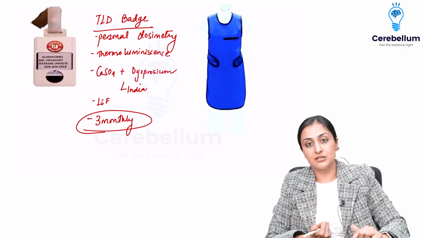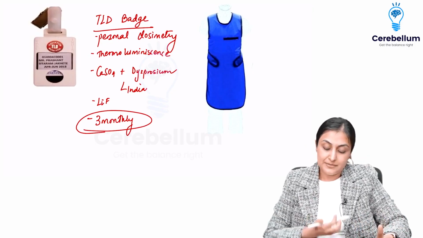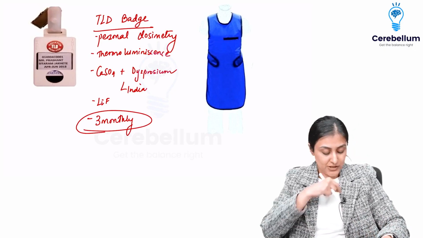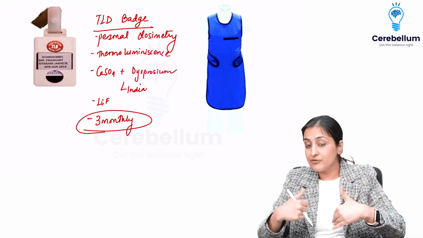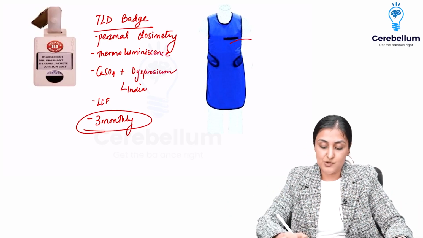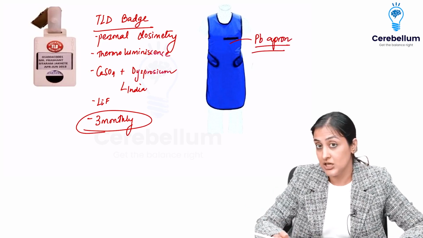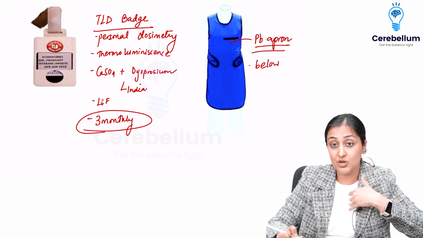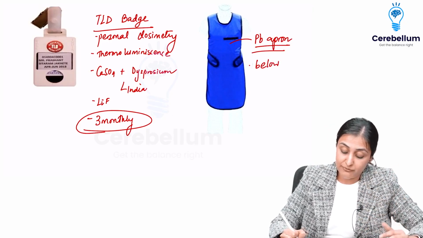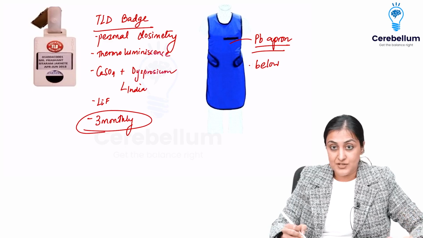So every 3 months, we have to submit it and the dose is calculated, right? Where do I wear this badge? So we're going to wear it near the collar pocket, above the lead apron or below the lead apron. So this is the lead apron that protects me by absorbing the radiation. So where should I wear it? Obviously we want to know how much I am getting, not how much the apron is getting. So I'm going to wear it below the lead apron at the chest level. So that is the first thing.